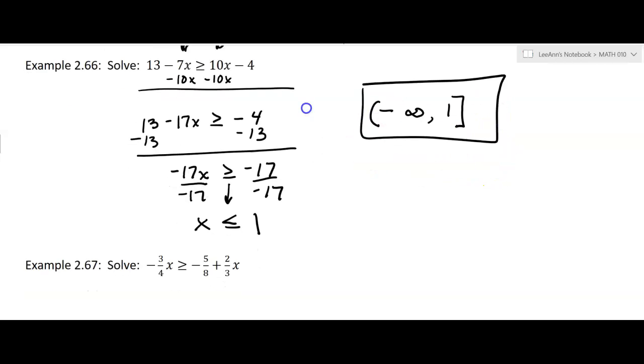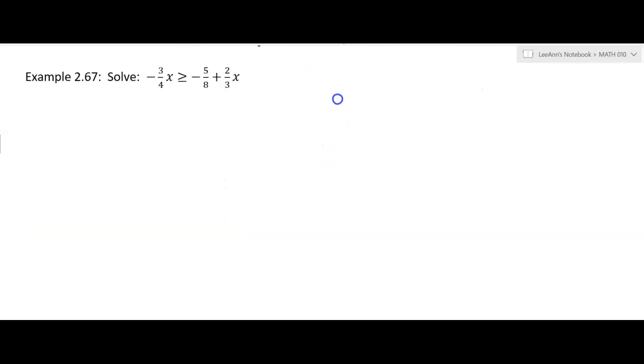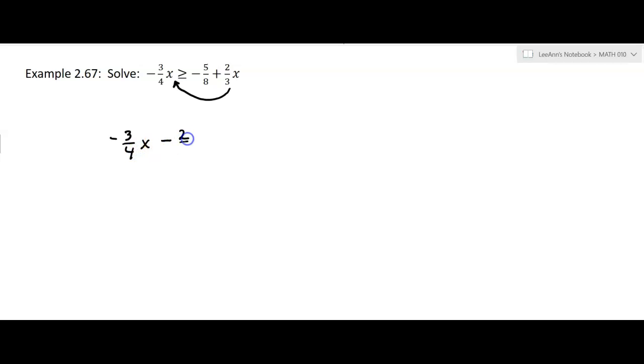All right. So now here's our other example. See, we have all these fractions in there. But I still have an x on the left and an x on the right. What I'm going to do is bring this x term over to the left side. So I'm going to have negative 3/4 x minus 2/3 x is greater than or equal to negative 5/8.